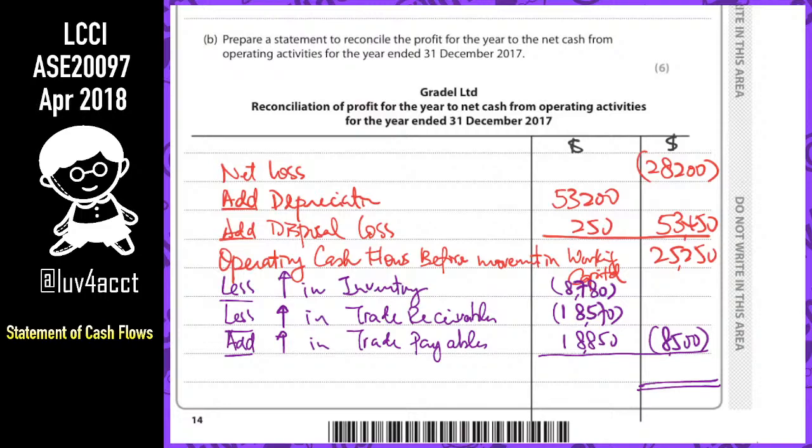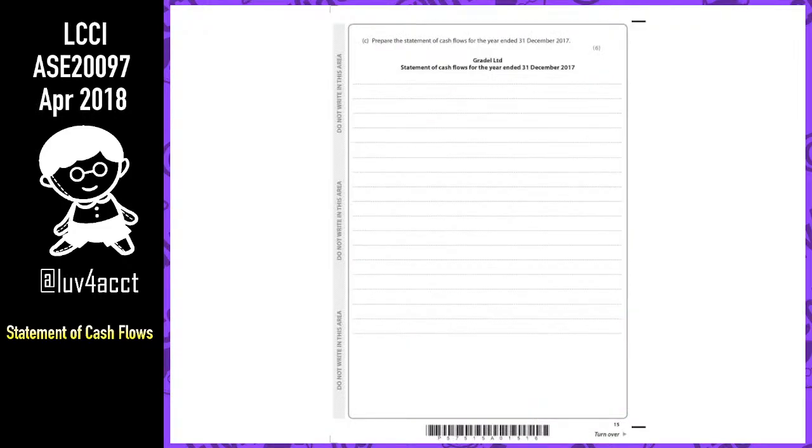Okay, 25250. We have 16750. Net cash from operating activities. Okay, it is bad that we have a net loss, but then still we have a positive cash flow from operating activities. Okay, still not in the worst case. 16750. Okay, we will continue with the next part.